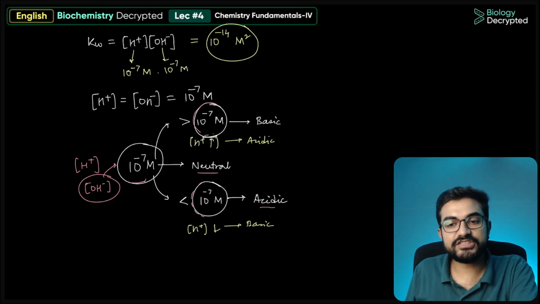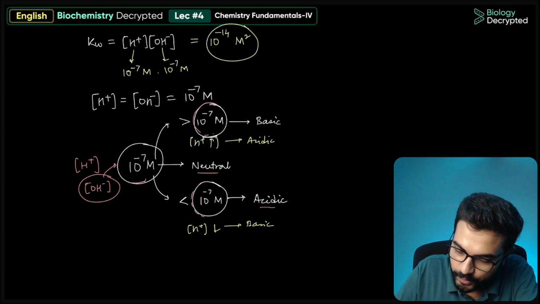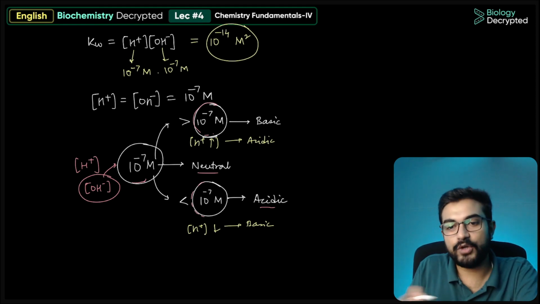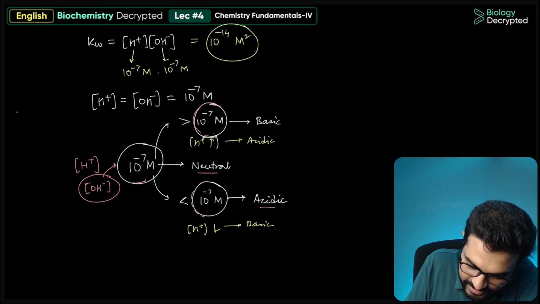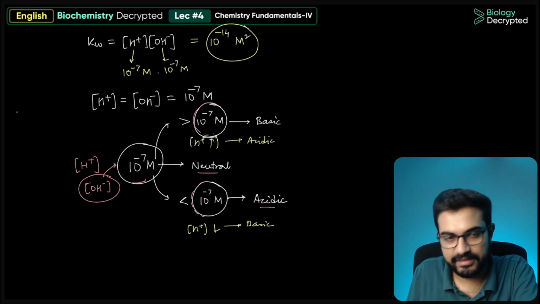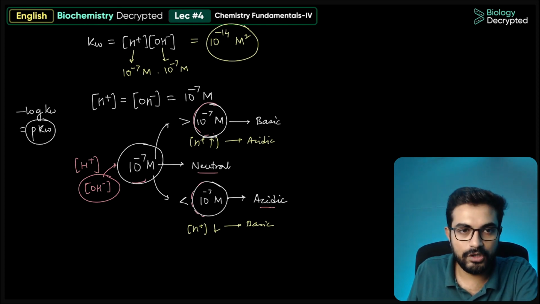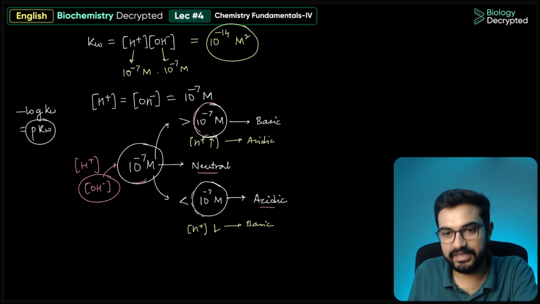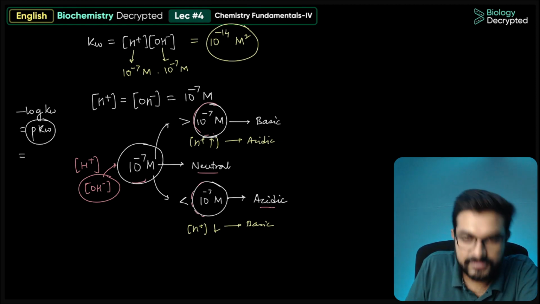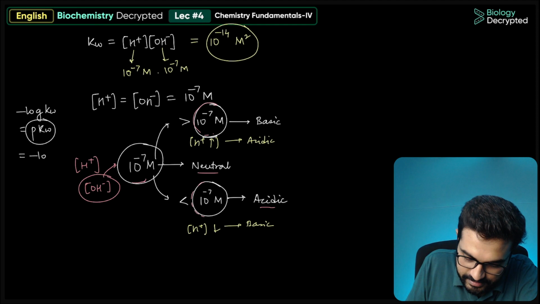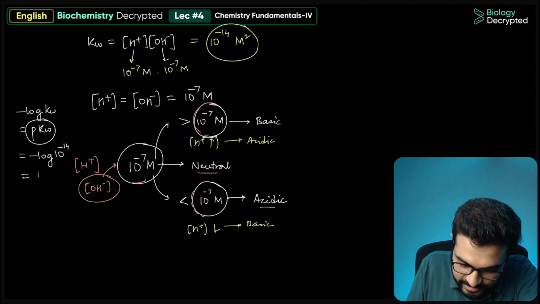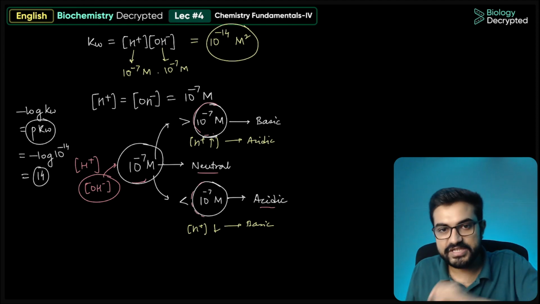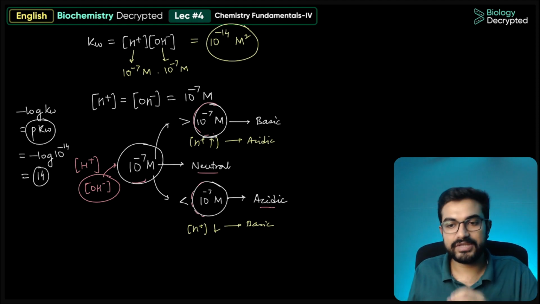Now let's talk about an important thing called negative logarithm. Whenever we take the negative log of KW, we get pKW. This is as simple as that. Similarly, this can be written as the negative log of 10 to the power minus 14, and what we get here is 14. So obviously 14 forms the upper limit for the scale.